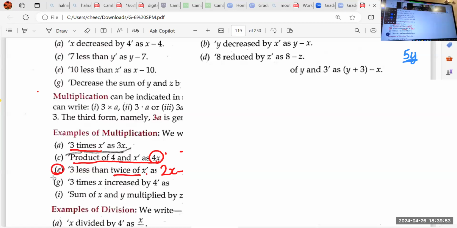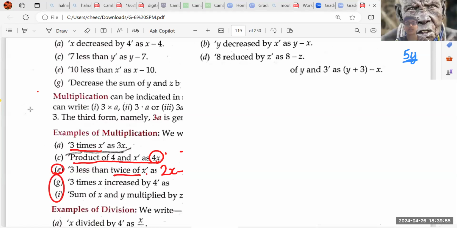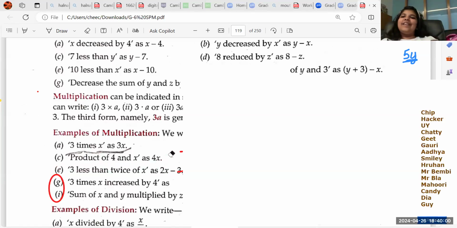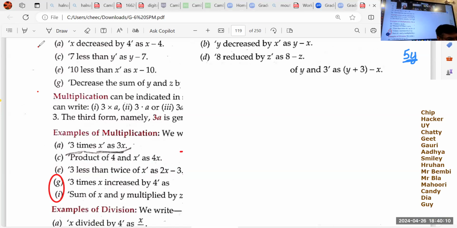So now are we enjoying algebra? Yes, sir. No, sir. Why no? It's such a beautiful thing. It's a very fun subject. Yes, topic. G and I part. So are we enjoying algebra? Yes, sir.